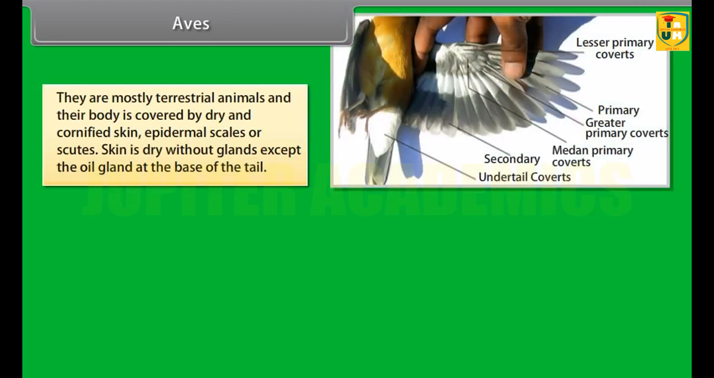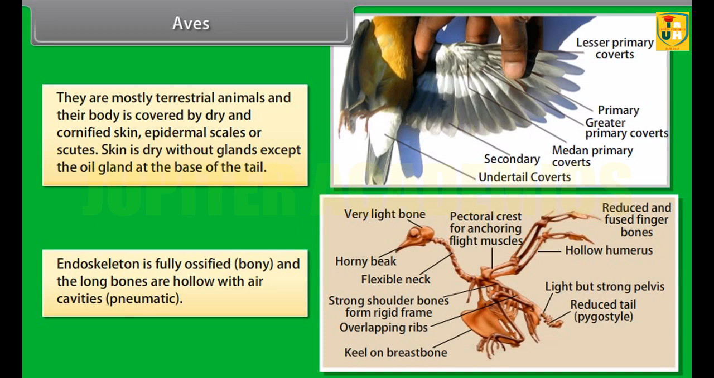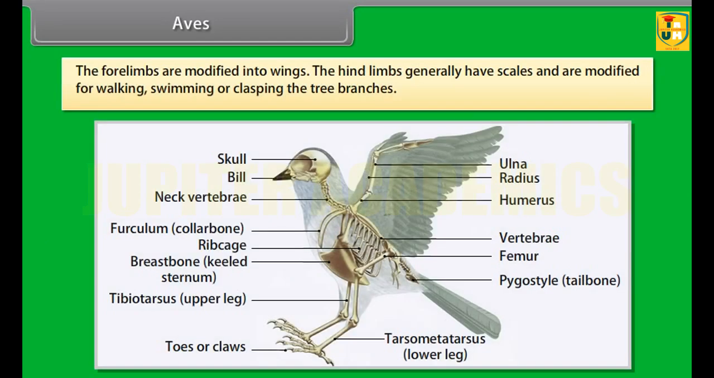Their body is covered by dry and cornified skin, epidermal scales or scutes. Skin is dry without glands except the oil gland at the base of the tail. Endoskeleton is fully ossified, that is bony, and the long bones are hollow with air cavities, pneumatic. The forelimbs are modified into wings. The hind limbs generally have scales and are modified for walking, swimming, or clasping the tree branches.